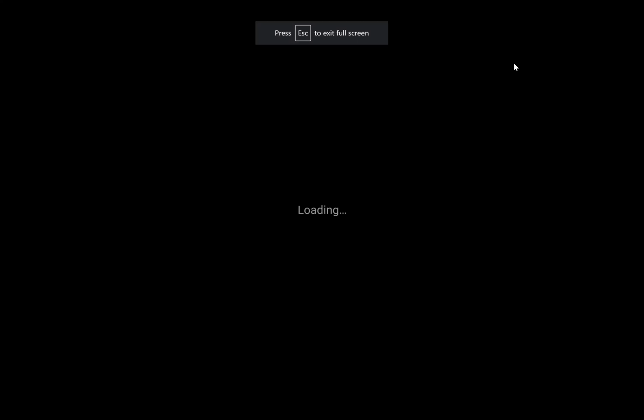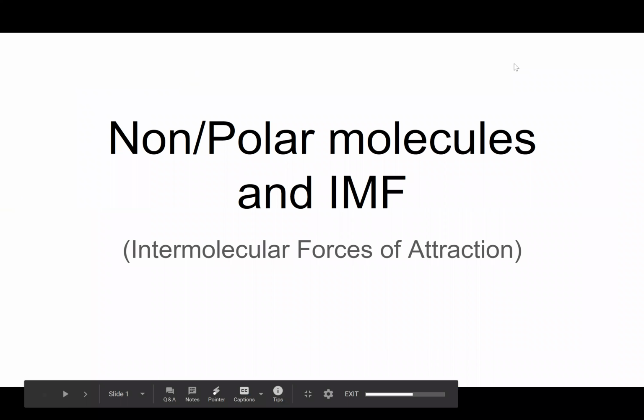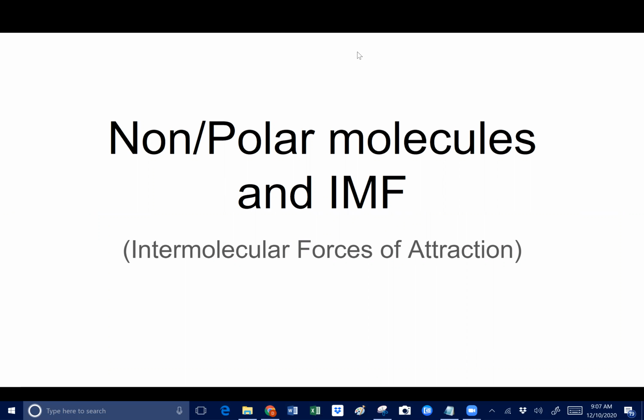Okay. So I titled this Nonpolar and Polar Molecules in IMF because the intermolecular forces of attraction have everything to do with polar and nonpolar molecules.